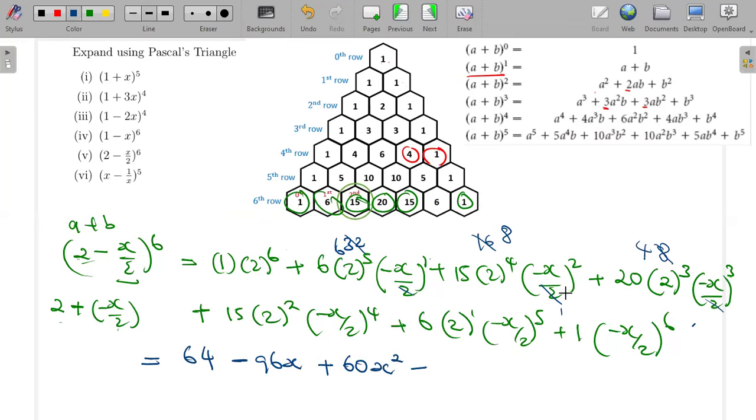Oh, there's a square here. Sorry, I forgot the square. We are squaring this part here. So we said this is negative x over 2, and then you have the square there. When you square, you get x squared over 4. So you have 4, and then you have 2 to the power 4. 2 to the power 4 is 16. So you have 16 divided by 4, which is just going to give you 4. Then the 4 multiplied by 15 gives us what?